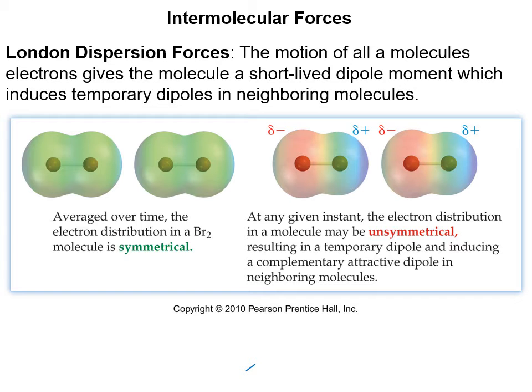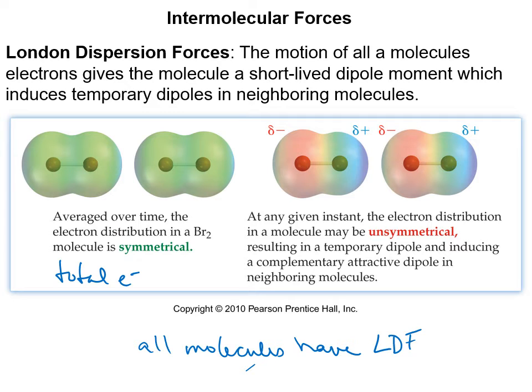This is based on total electrons. And all molecules have, and we're going to call these LDFs for short, London dispersion forces. The AP exam will know what you're talking about if you use London dispersion forces. So we have temporary attractions because the electrons are moving all over the entire molecule, and so we have temporary dipoles, and this is your London dispersion force between the temporary dipoles.